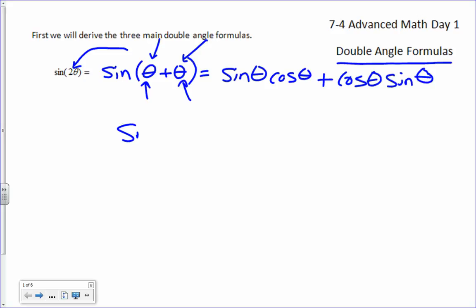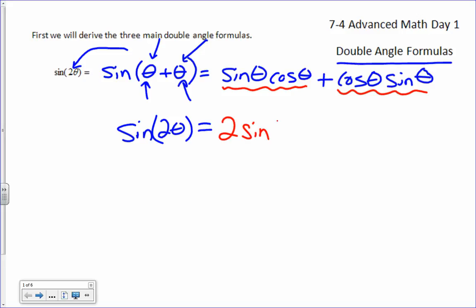So what this means is sine of 2 theta can be written as whatever that simplifies to, but they're all the same angle. So on the left side here, I have sine theta times cosine theta, plus, well, isn't this also sine theta times cosine theta? So really, how many of those do I have? I have 2 of them.